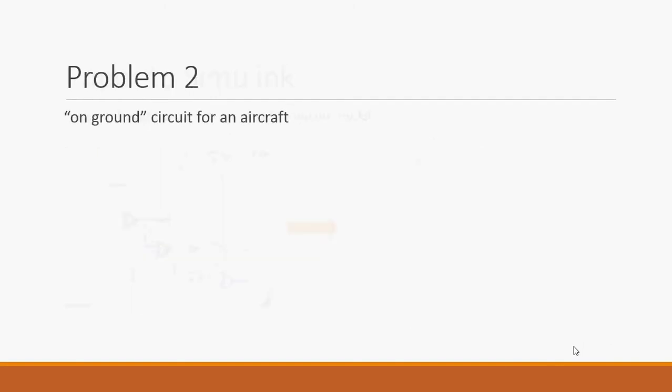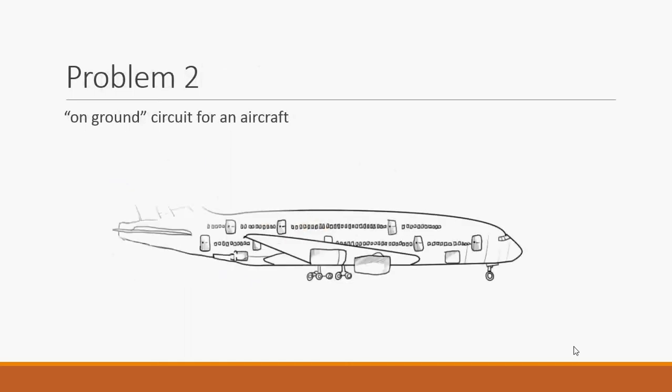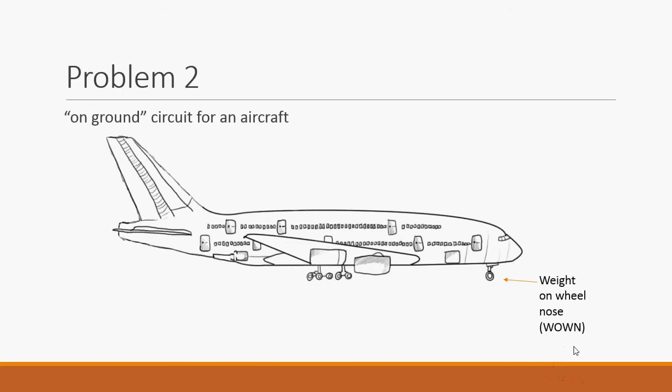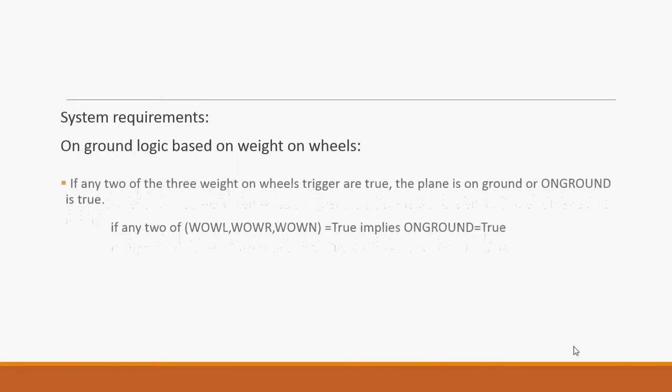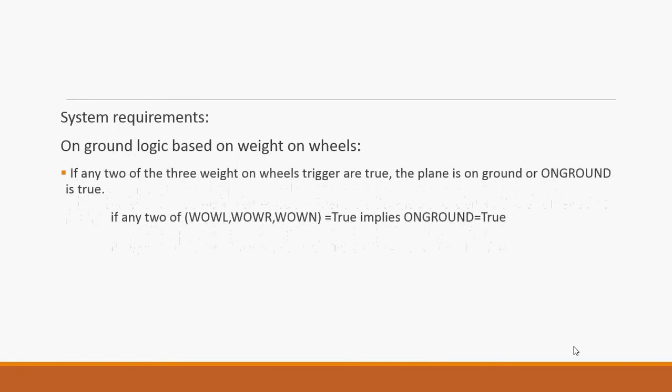Moving on to problem 2, on-ground circuit for an aircraft. This logic, based on weight on wheels, uses three triggers: weight on wheel nose, weight on wheel right, and weight on wheel left. If any two of the three weight on wheels triggers are true, the plane is said to be on ground, or on ground is true.